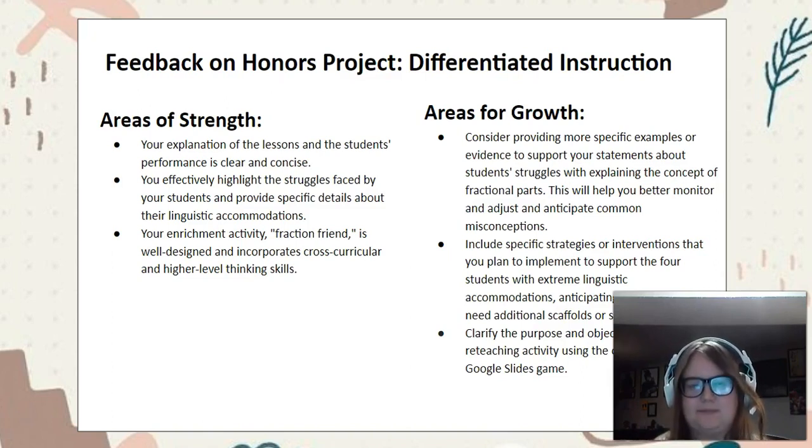And then she gave me the great idea of creating new objectives for the enrichment and the reteach of the Google Slide activity and the fraction friend so that I could post those objectives and have that purpose to show admin as well as to show the students to keep their learning on track to understand why we are reviewing. Thank you so much.